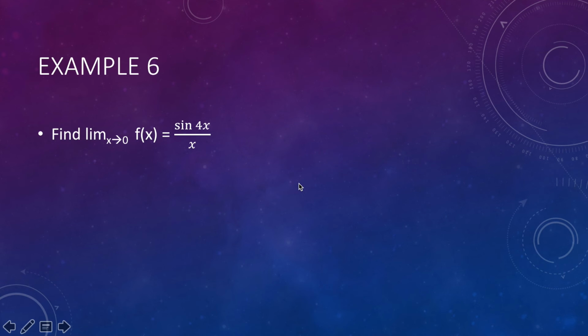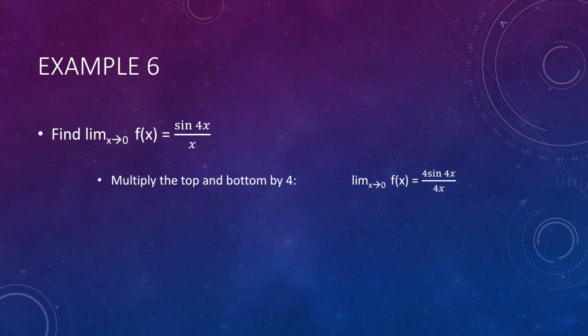Let's take a look at an example that requires you to use your knowledge of one of these. Sine 4x over x. So it's not exactly the same because you have a 4 here. So we're going to actually have to change it up a bit. We're going to use a bit of algebra to make the problem fit the requirements to use that rule we just mentioned. So the first thing we're going to do is multiply the top and bottom by 4. That gives you 4 sine 4x all over 4x.